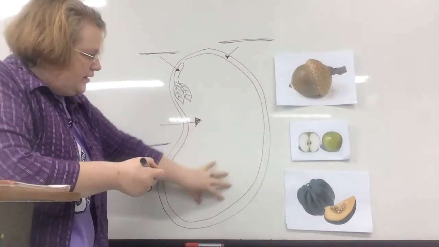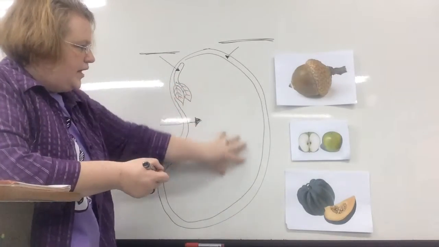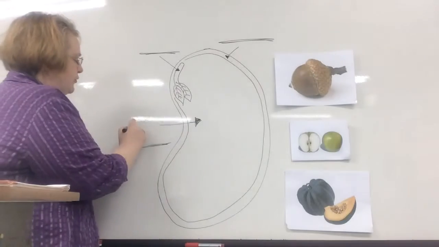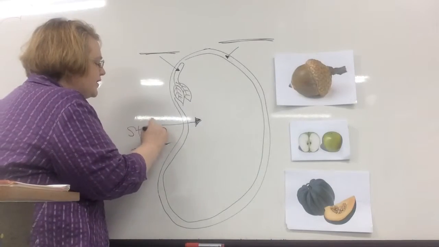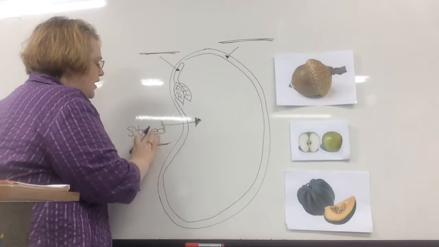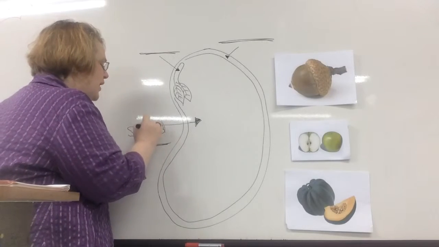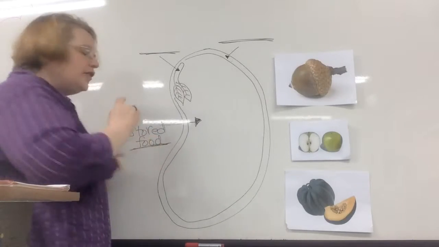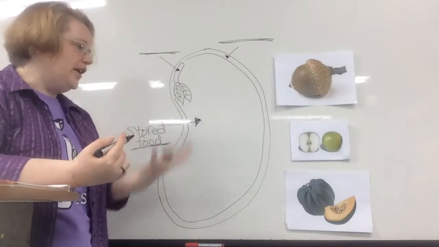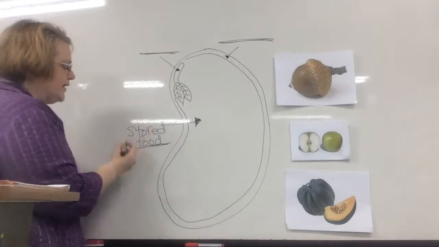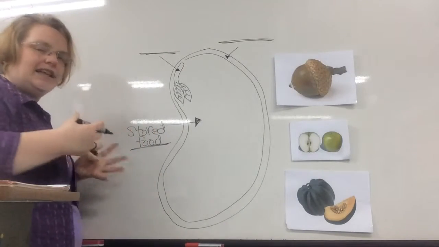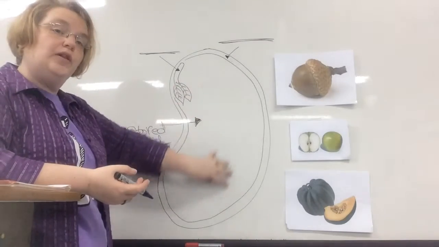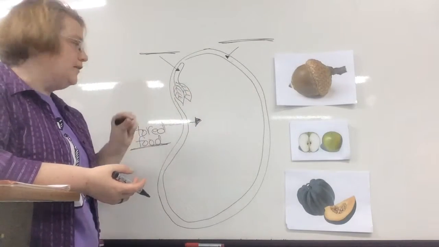Most of it here is this section. And this is what we call our stored food. Now, there is a science word that is a better word to use than stored food, but we'll learn about that when you get into science grade 6. And it's called cotyledons, but you don't have to remember that. You can just remember that this is actually food for the little plant.